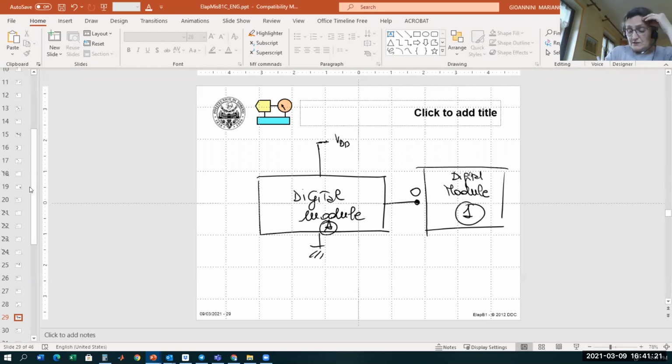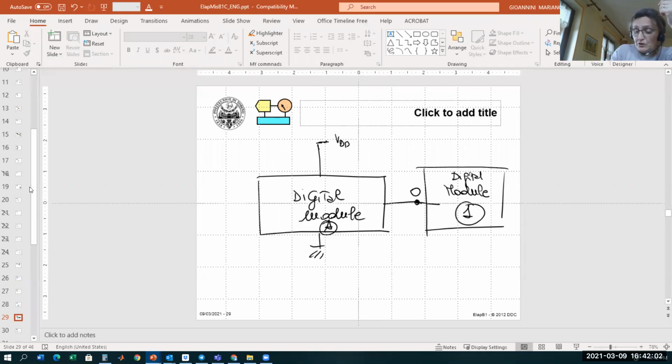We learned today that the input of any digital module is always the gate of a transistor. Even if you realize very complicated combinational logic functions, they are always given by PMOS and NMOS that are in series or in parallel. The conclusion that we just learned is that these inputs are always gates of MOS.